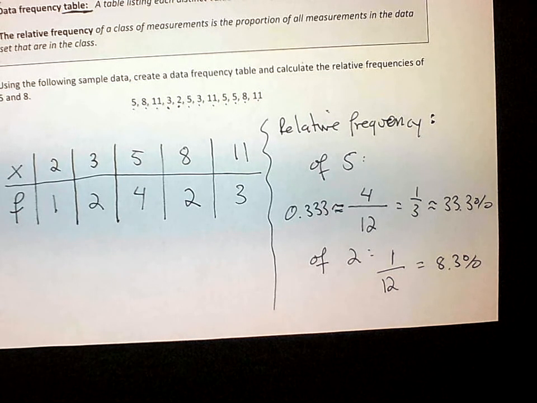Pretty much the frequency table kind of gives you the answers to the relative frequency if you just plug it in correctly. Yeah, exactly. The data frequency table is going to be really, really helpful for calculating out the relative frequency, as long as you're making that table correctly.